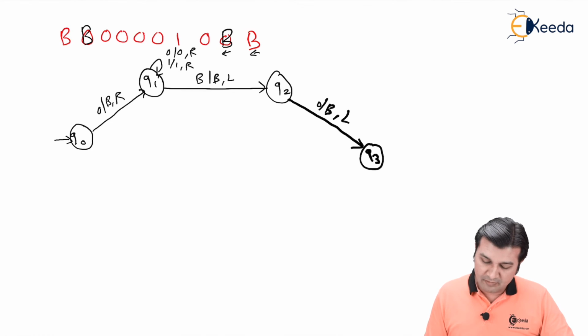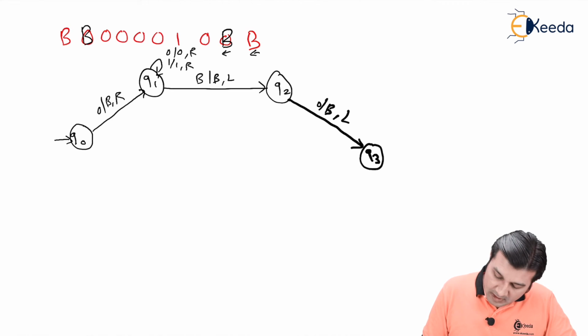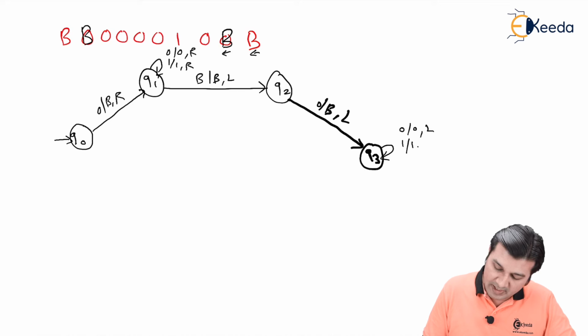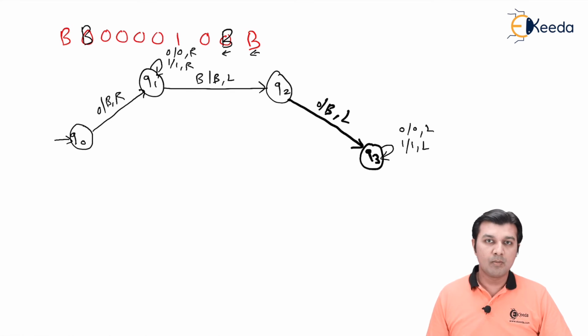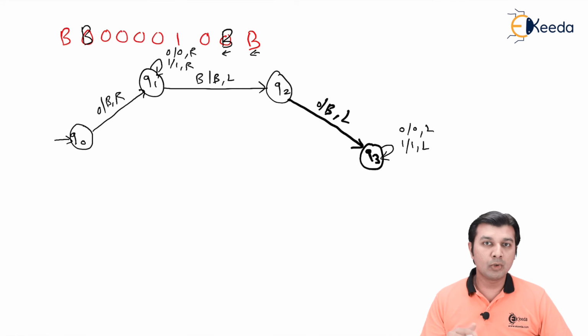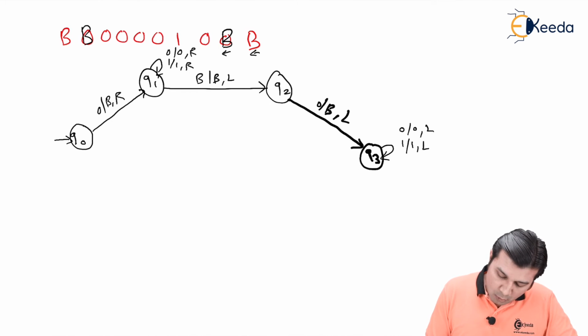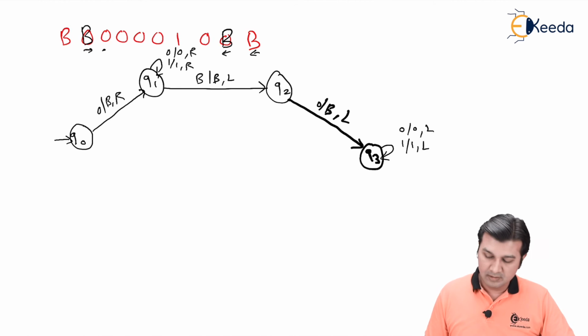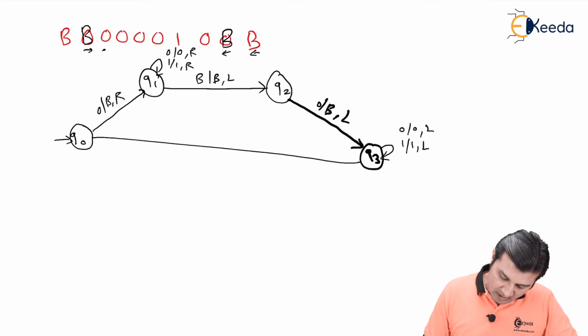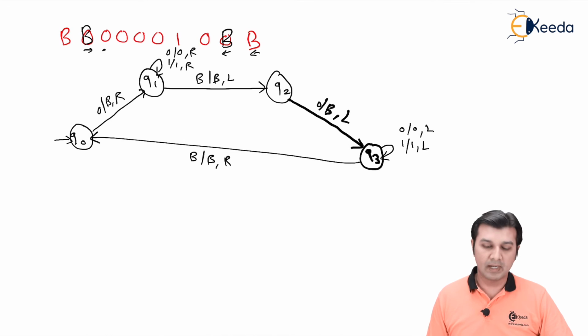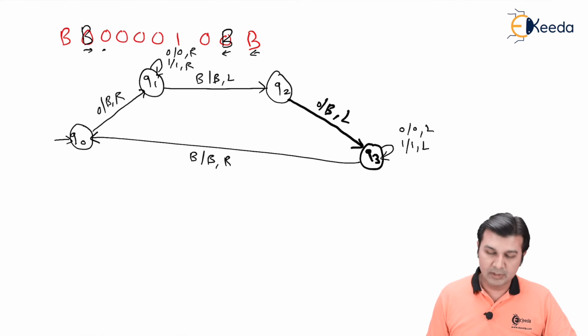After that, in Q3 state, we are going to bypass all the zeros and all the ones till you get a blank. Therefore, in Q3 state, you get a 0 or you get a 1. You are going to keep the 0 as 0 and move to the left. You are going to keep the 1 as 1 and move to the left till you get a blank. And the moment you get a blank, you are going to repeat the cycle. Therefore, the moment you get a blank, you are going to keep the blank as it is and move to the right. So in Q3 state, if you get a blank, you're going to keep the blank as it is and move to the right. So you come back to state Q0.